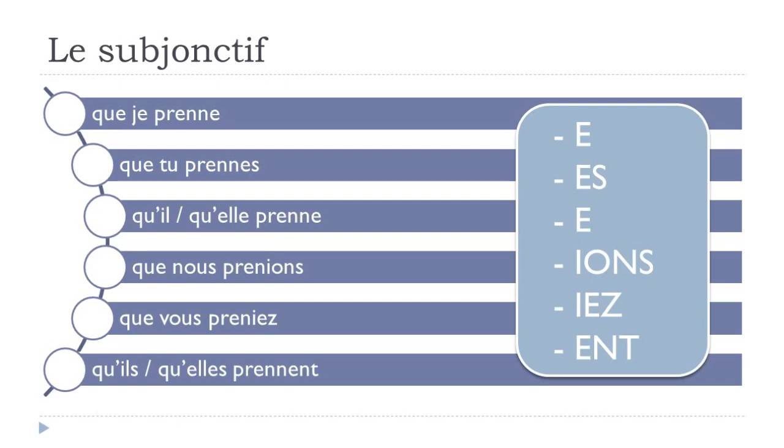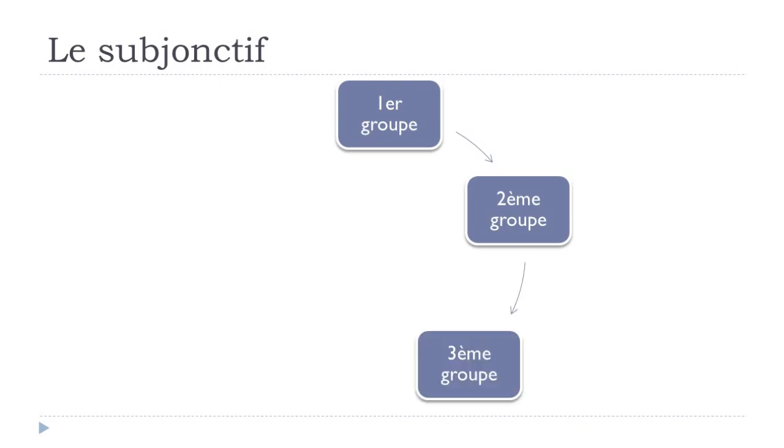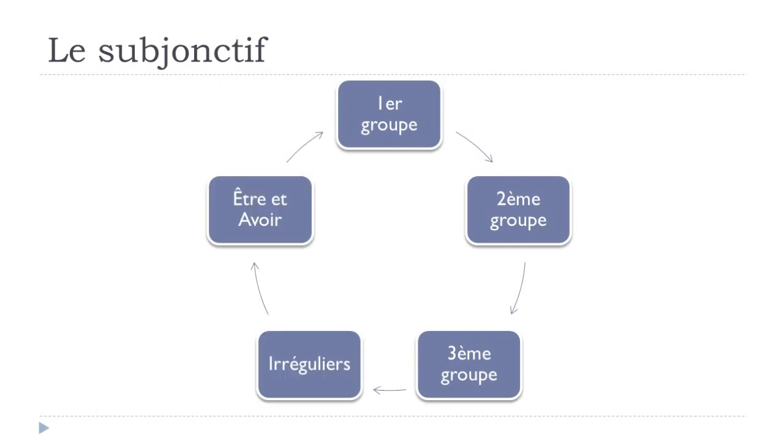And after that, well, first we'll see back again one more time the endings. So e, es, e, ions, iez, ent. All right? But then, now, we'll see the verbs from the first group. So, regular groups ending with er. After that, we'll see the second group, regular group verbs ending with ir. Remember, not all the ir verbs, but still. After that, we'll see verbs from the third group. After that, we'll see irregular verbs. And then finally, we'll finish with être and avoir.